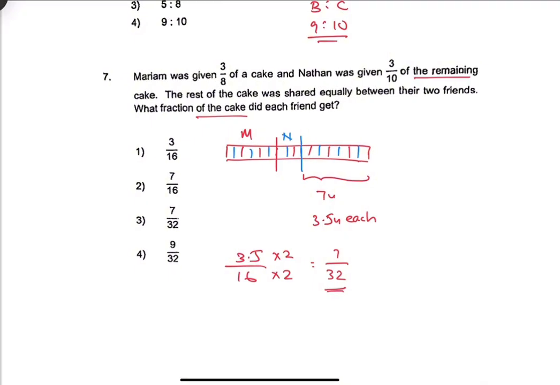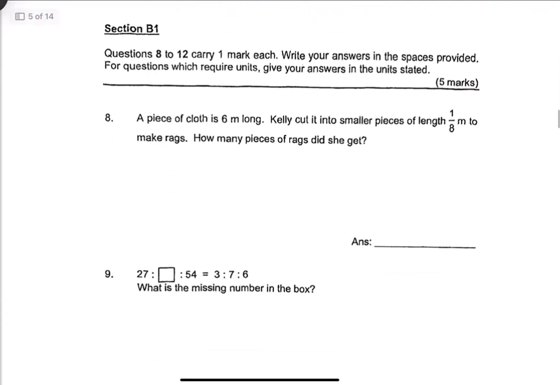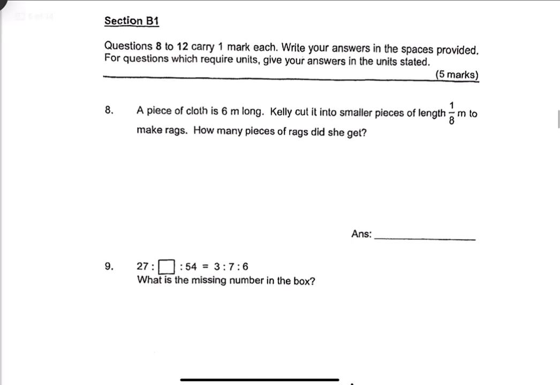Alright, let's go on to the next section. Your section B. A piece of cloth is 6 meters long. Kelly cut it into smaller pieces of length 1/8 meters. Same thing, this fraction has a meter to it, so they are not units. To make rags. So how many pieces of rag did she get? For every 1 piece, she will have to use 1/8 meters. So how many pieces will she get?